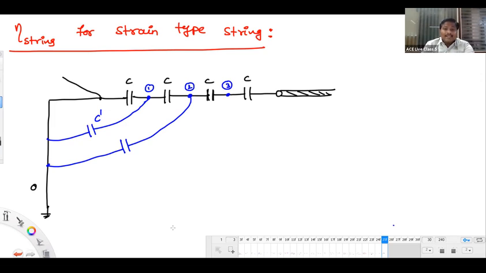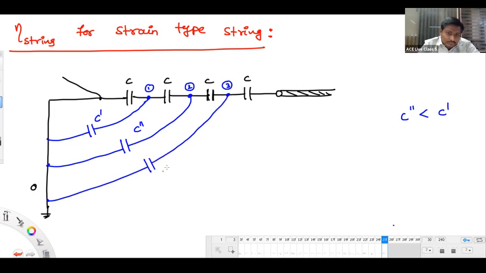Definitely low, because distance is more, right, Amrit? Distance is more means capacitance will be less. So C double dash, as I am naming it, is less compared to C dash. Similarly, link pin number 3 to tower also we get a capacitance, that is C triple dash, and that number will be less compared to C double dash. Like this, we'll get these shunt capacitances.